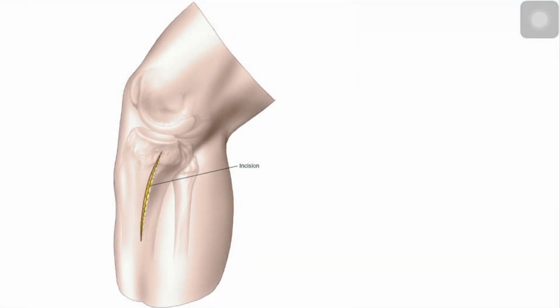The incision is very simple, approximately 6 cm long, overlying the posteromedial border of the tibia. We palpate the posteromedial border and the incision is just overlying it. The length of the incision can be increased depending upon the procedure.